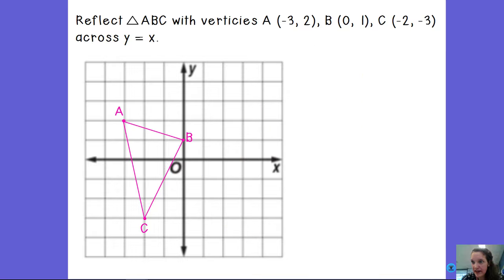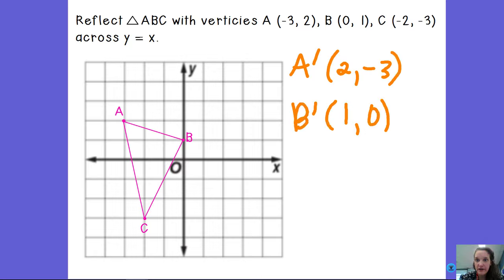And then finally, to reflect this triangle across the line y equals x, I'm going to interchange the x and y coordinates. So A prime is going to be 2, negative 3, B prime is going to be 1, 0, and C prime is going to be negative 3, negative 2. Notice I'm not changing any of the signs, they're just interchanging, changing places. 2, negative 3 is down here, 1, 0 is right here, and then negative 3, negative 2 is right here.